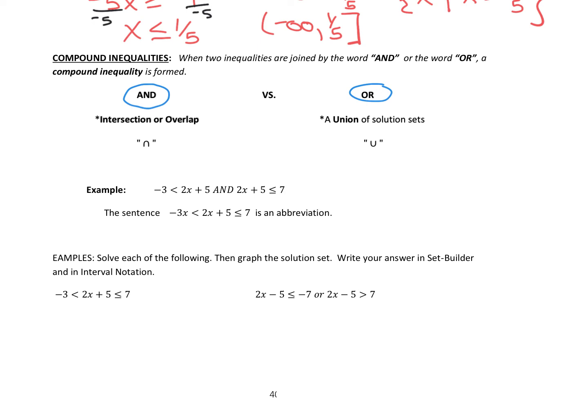So for an example, if I say minus 3 is less than 2x plus 5 and 2x plus 5 is less than or equal to 7, we want to know where these two inequalities intersect. We can also write this one as, because these are the same, 2x plus 5 has to be less than or equal to 7 and greater than negative 3. We call this a chain of inequalities.